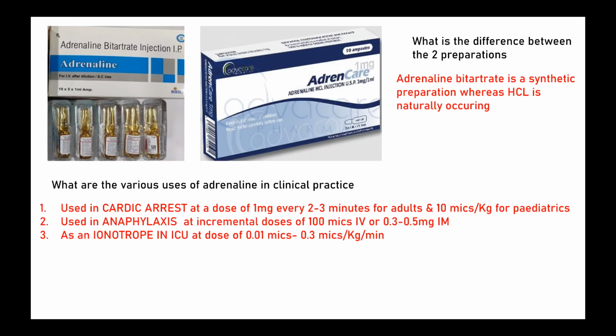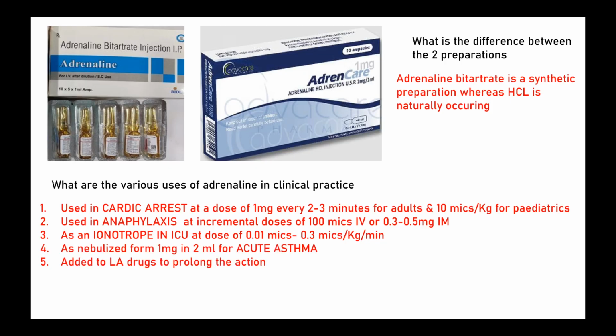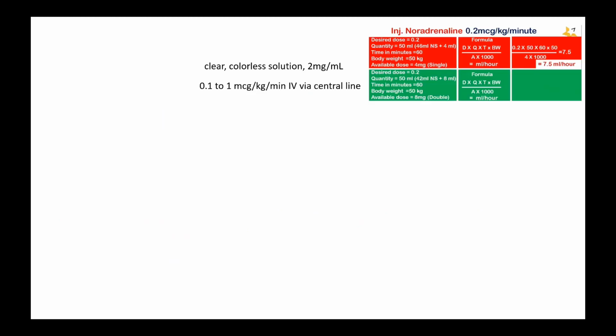Then the other is in spinal, we use it for vasoconstriction. Yes sir, in surgery. We use it as a nebulizer in acute asthma for bronchodilation. Added to local anesthetics to prolong the action. These are all the uses. What is the salt of noradrenaline? Bitartrate.